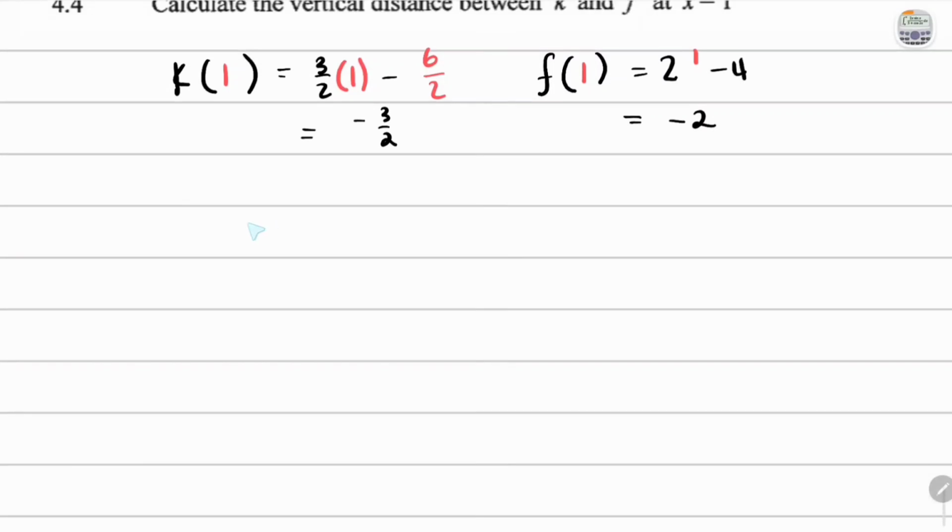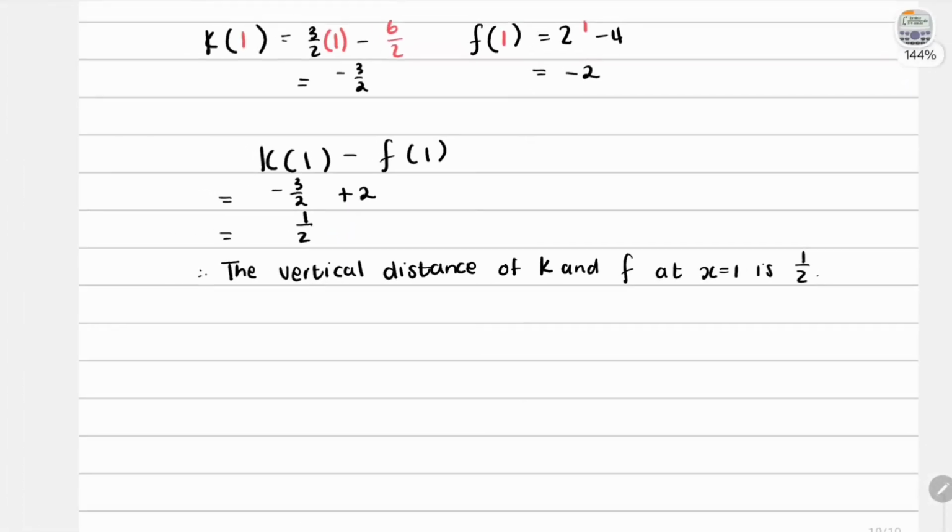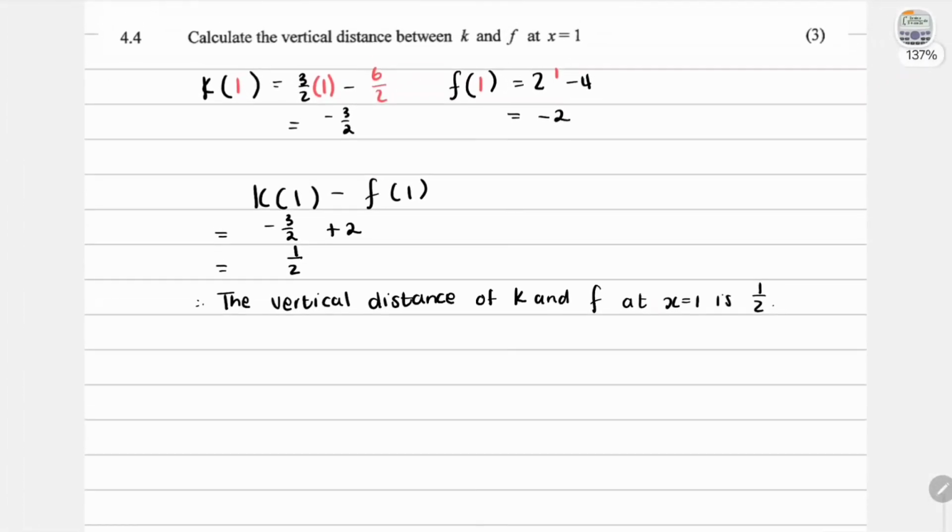Okay, we're really just saying the vertical distance will be found by saying k of 1 minus f of 1, and this is negative 3 over 2 minus negative 2, which of course will become a plus 2 when you distribute, and then that's going to be 2 minus 3 over 2, that's going to be a half. Okay, so the vertical distance of k and f at x equals 1 is a half.